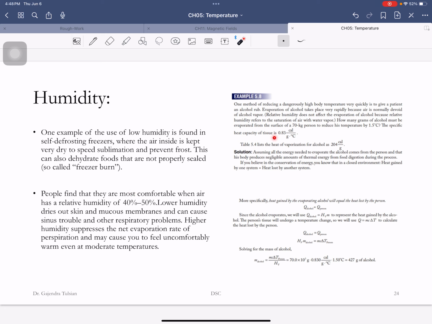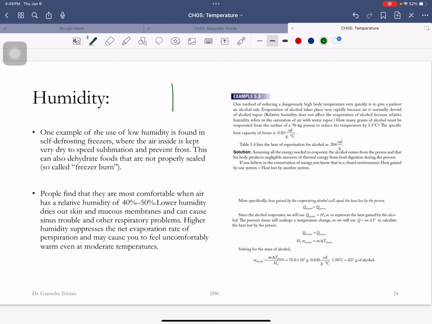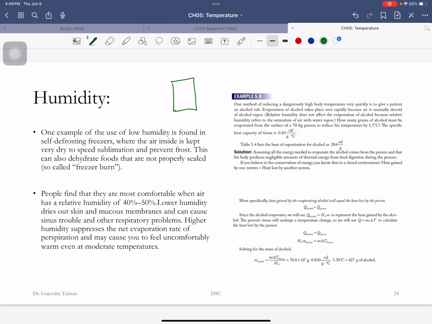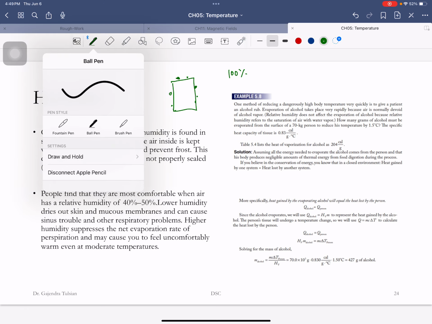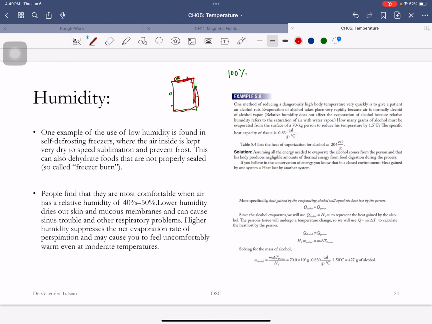Okay, so here's that alcohol rub example. We use this in the medical field again. Let's say this person is very warm, and let's say the humidity is high, so sweating doesn't cool them down fast enough. So what you can do is the following. One method of reducing a dangerously high body temperature very quickly is to give the patient an alcohol rub.